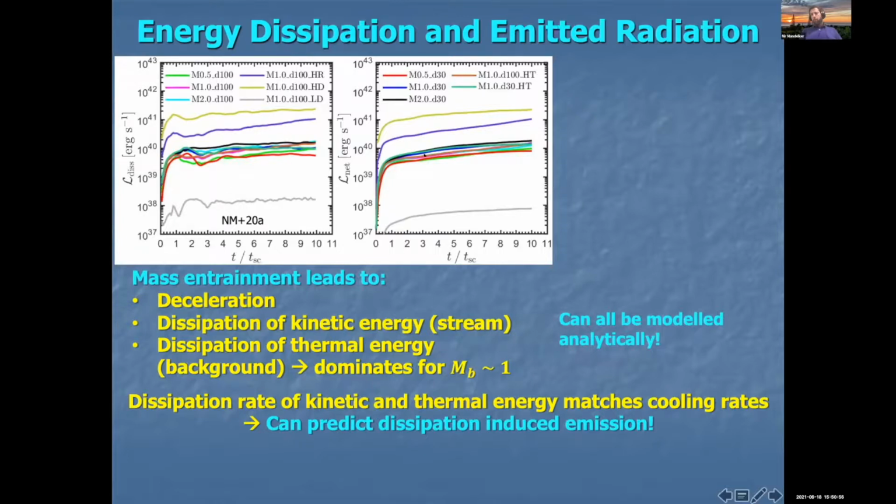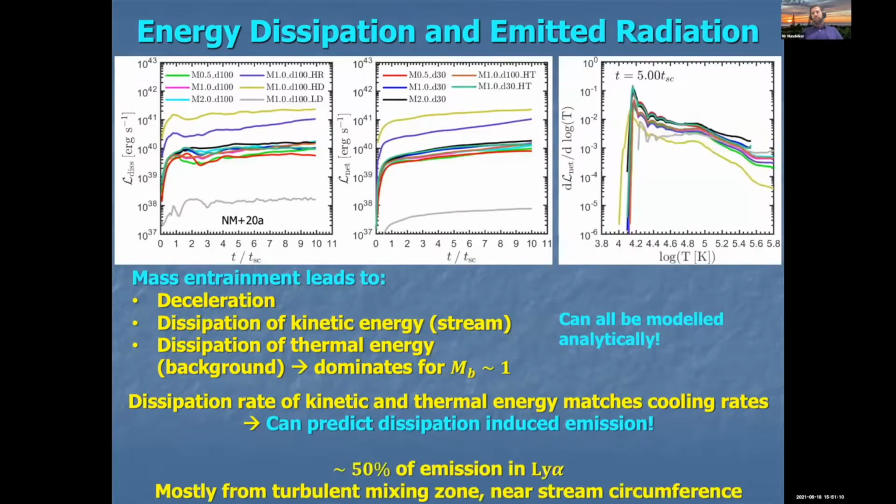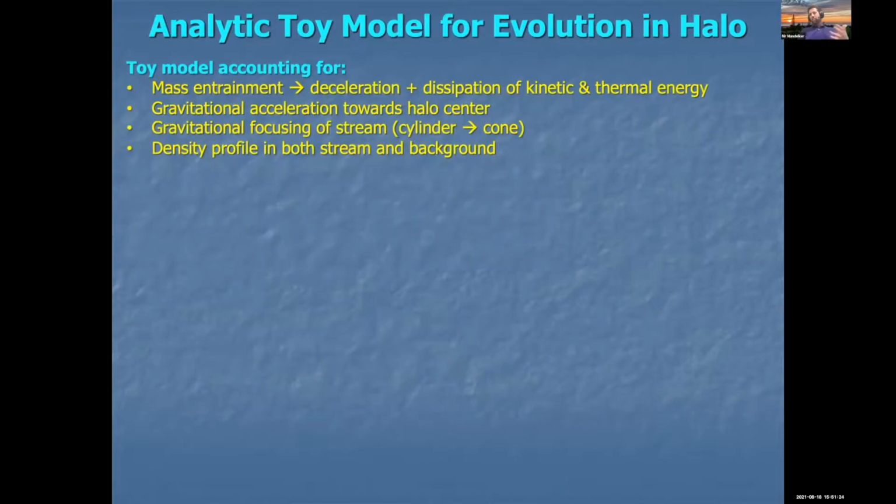And here on the right, I show what simulations produce as the actual cooling rate, just based on local densities and temperatures and the cooling functions. And the fact that both of these plots really match each other quite well means that we can basically model the total emissivity as a result of this process. And it turns out that most of that emissivity comes from that thin turbulent mixing layer around the stream with a temperature just above 10^4 Kelvin, and about half of it is expected to be emitted in the Lyman alpha. And why is that important?